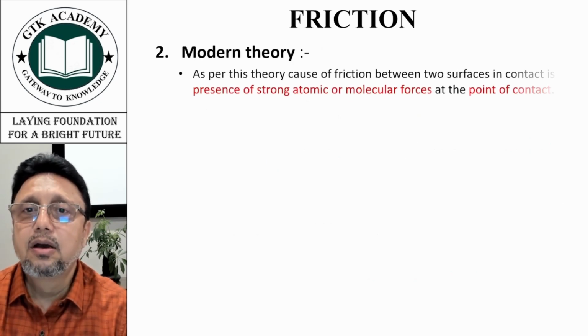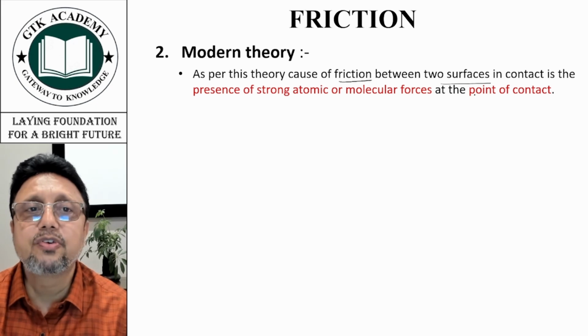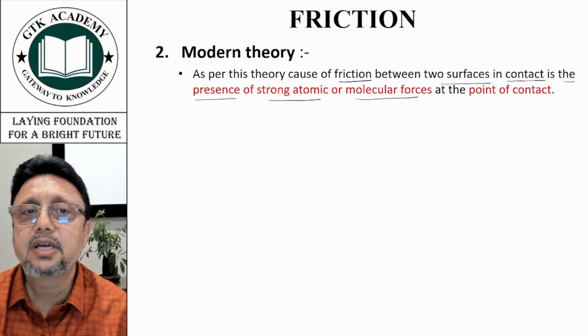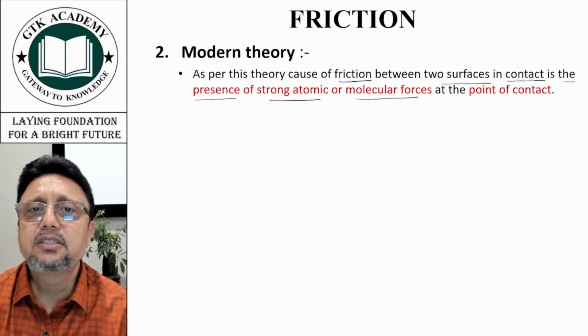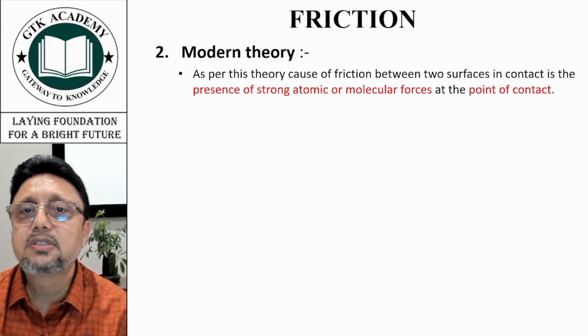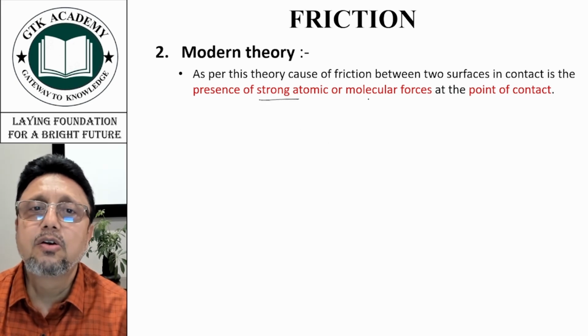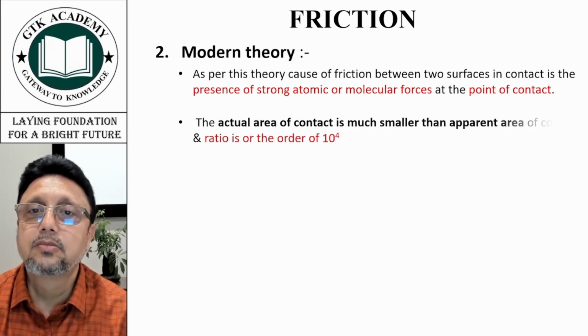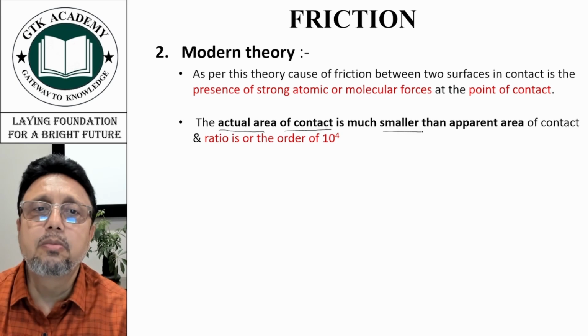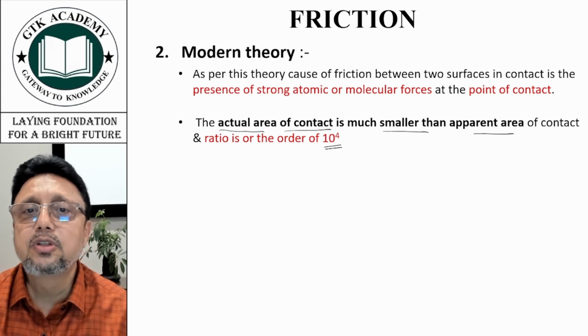Now, what is the modern theory? As per this theory, the cause of friction between two surfaces in contact is the presence of strong atomic or molecular forces at the point of contact. This theory says that at the point of contact of two surfaces, there are strong atomic or molecular forces. And again, a very important thing: the actual area of contact is much smaller than the apparent area of contact, and the ratio is of the order of 10 raised to the power 4.